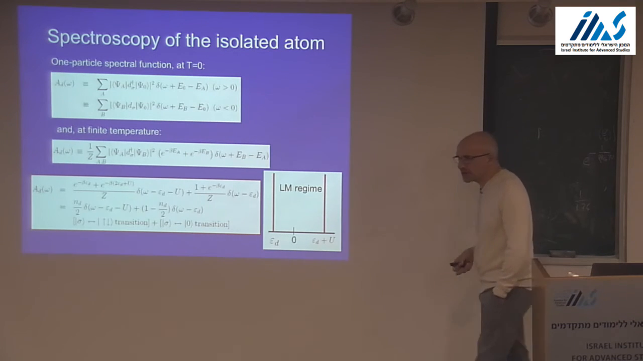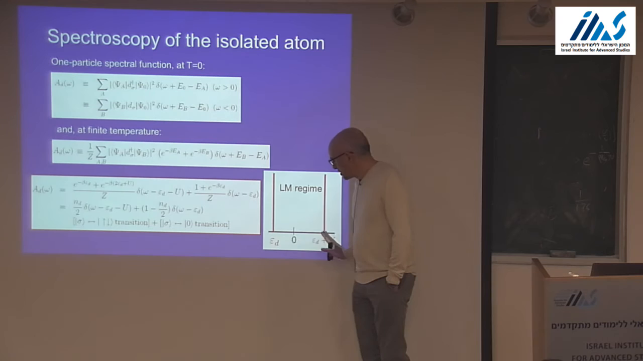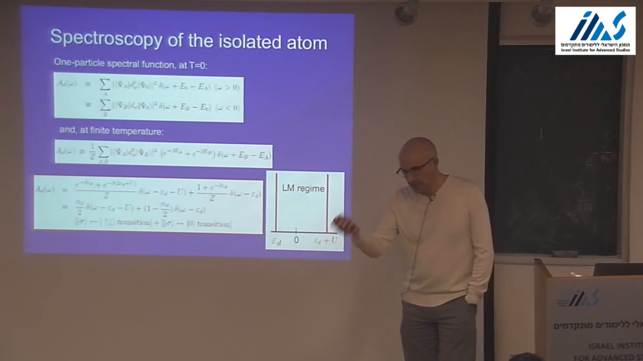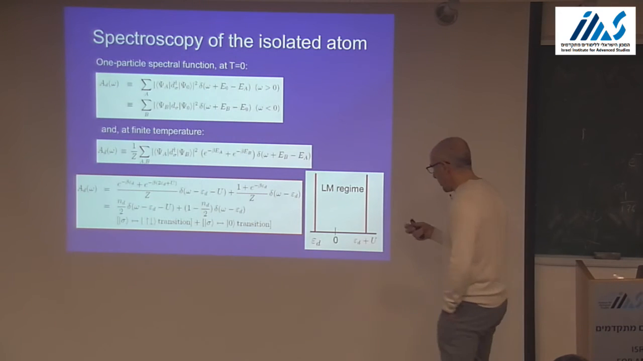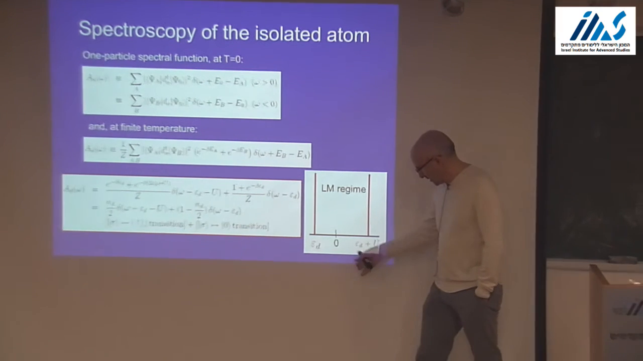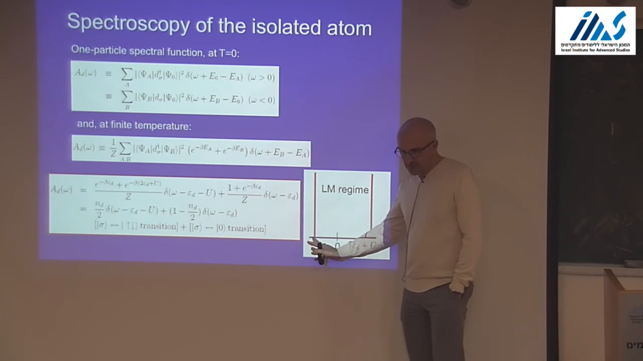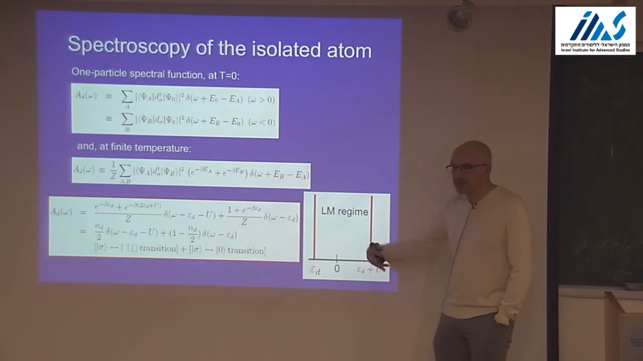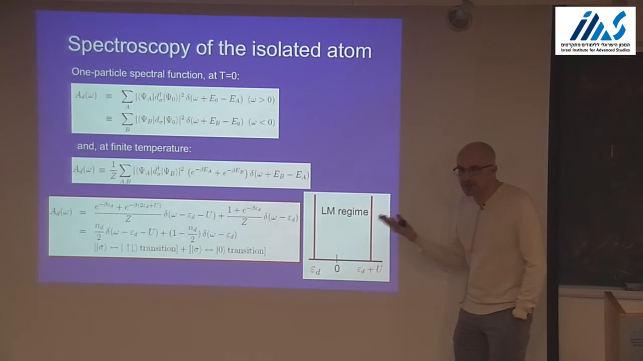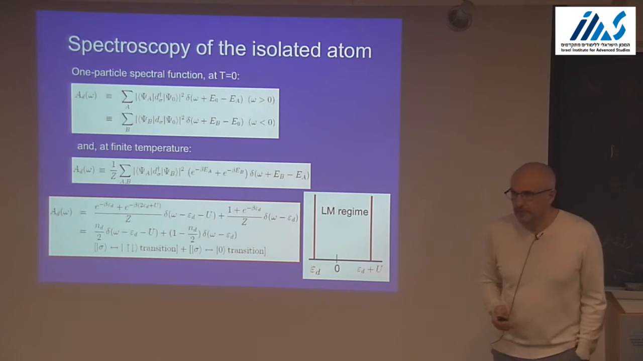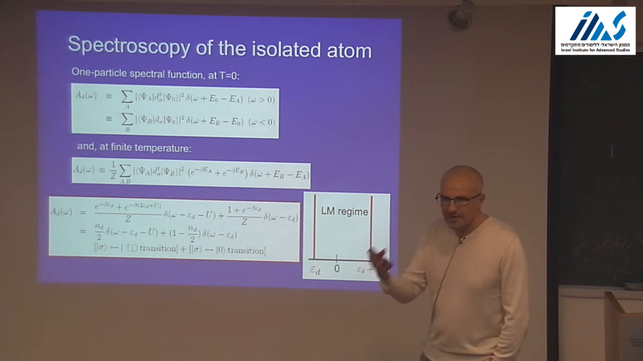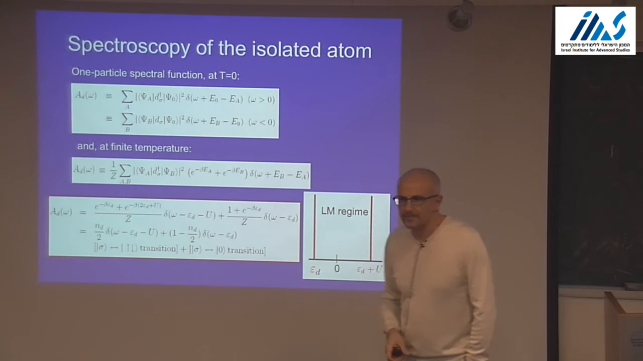In the local moment regime, we have two atomic transitions, one which corresponds to removing an electron, and one which corresponds to adding an electron. And the corresponding transition is epsilon d minus 0, which is epsilon d. And here 2 epsilon d plus U minus epsilon d, which is epsilon d plus U. Okay? So this is the spectroscopy of this simple single level atom.